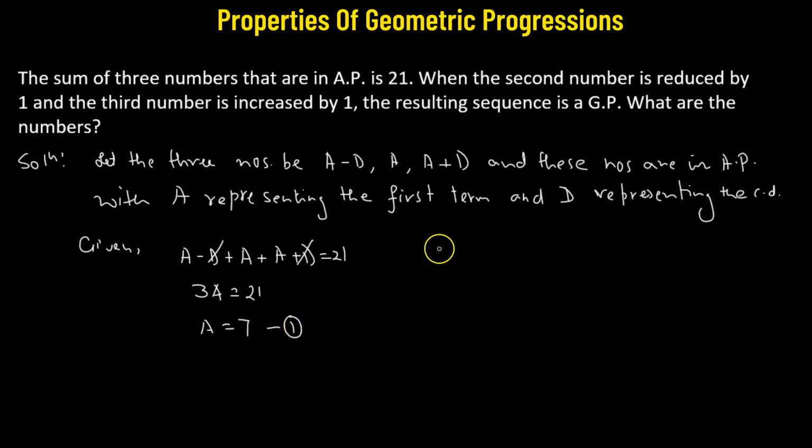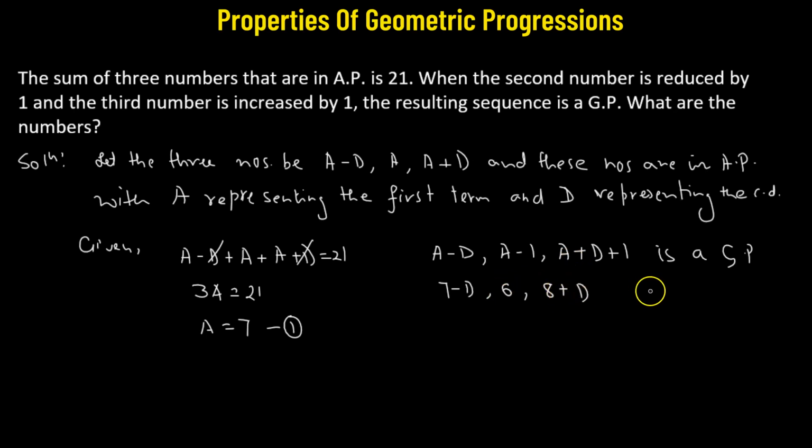Now, it's given here that we take the first term, that's A minus D. The second term, we're going to reduce by 1, so that means A minus 1. Then we have the third number, A plus D, which is increased by 1, so we add 1 to it. This resulting sequence is a geometric progression. So let's substitute the value of A with 7. So we have 7 minus D, then we have 7 minus 1, so that's 6, and we have 8 plus D. So these three numbers are in a geometric progression.